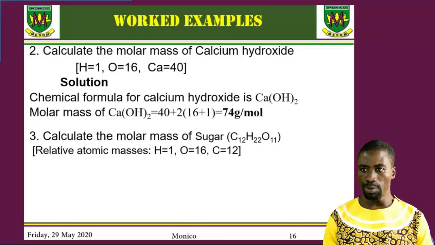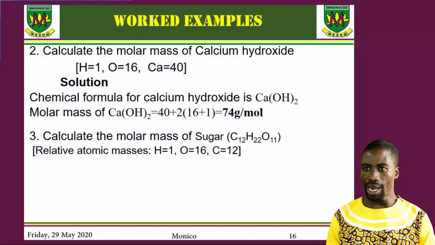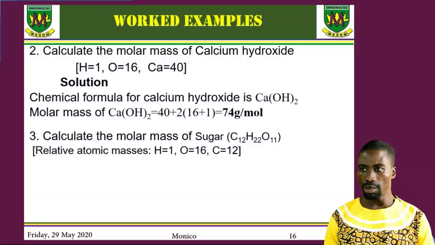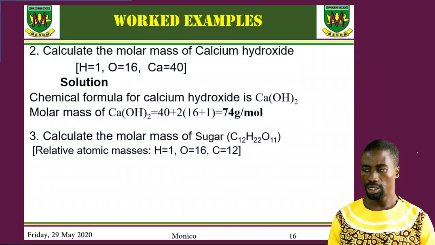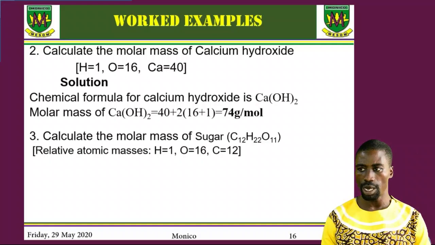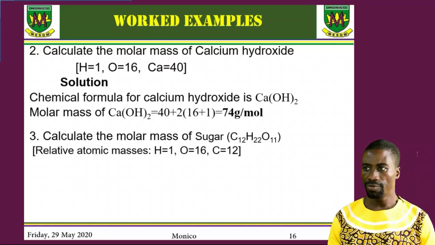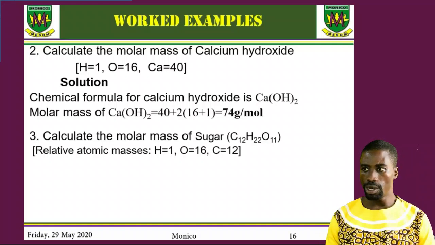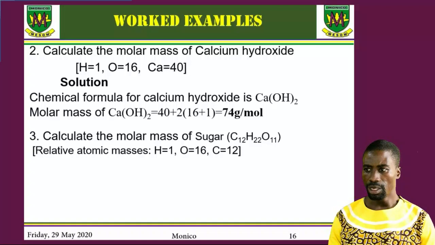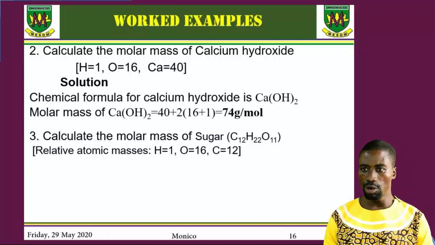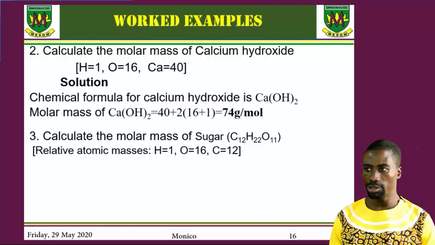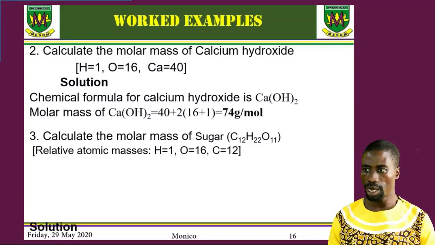Now another example, we have calculate molar mass of sugar. By this time, the examiner is good and has given us the molecular formula for sugar as C12H22O11. And then the atomic masses have also been given. So we go straight to do our substitution and we look at what we have.